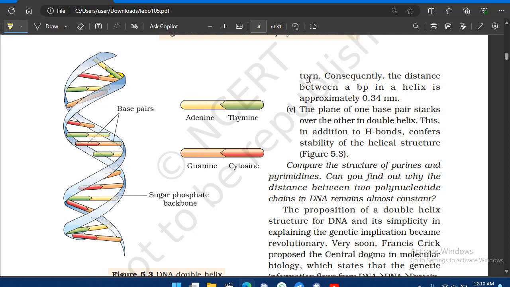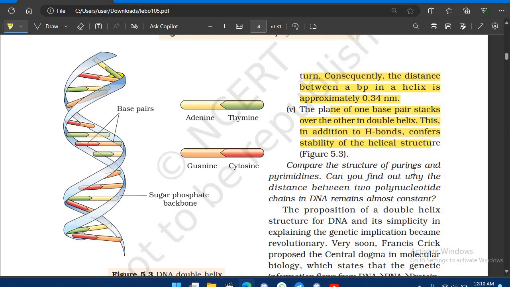The turn is constant. The distance between two base pairs of the helix is approximately 0.34 nanometer, and the planes of the base pairs are stacked over each other in the double helical structure. This is the basic structure.